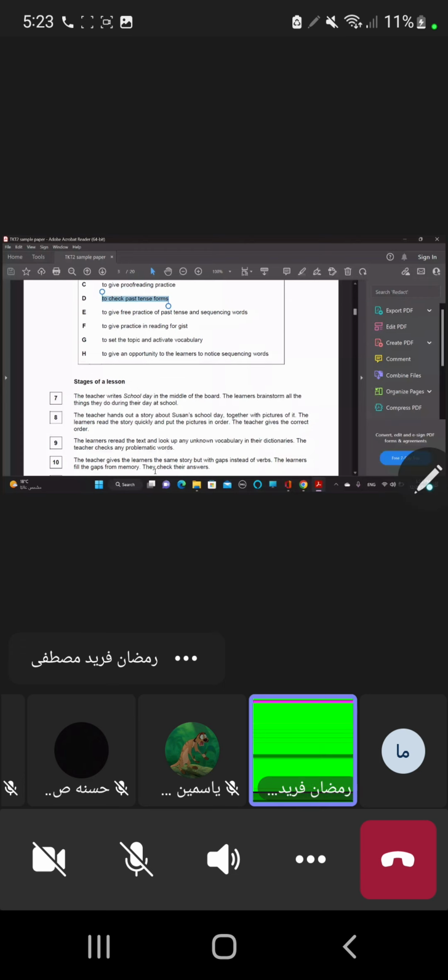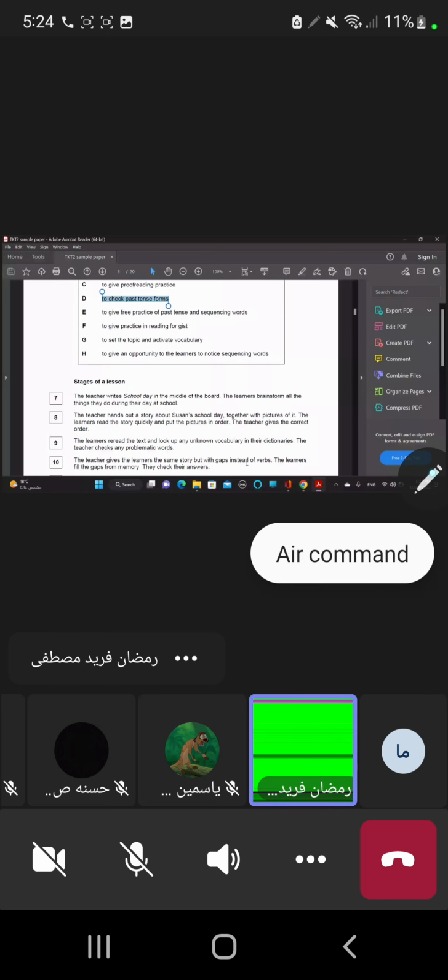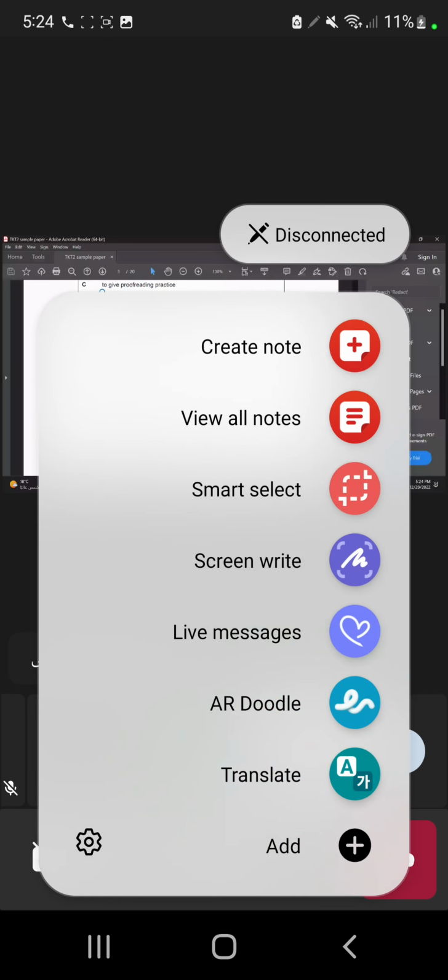So the teacher gives the learners the story but with gaps instead of the verbs. The learners fill in the gaps then check the answers.